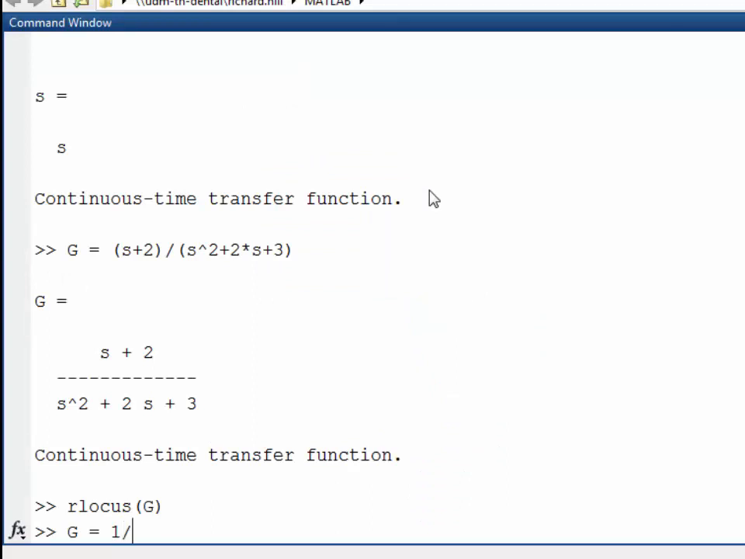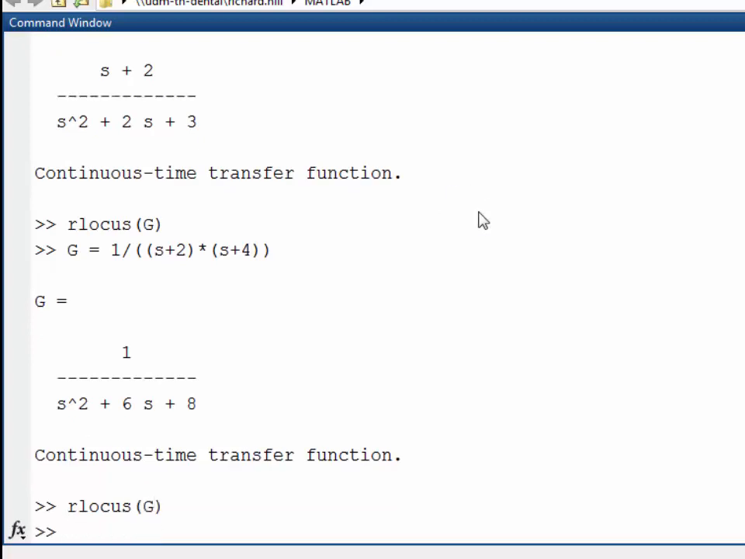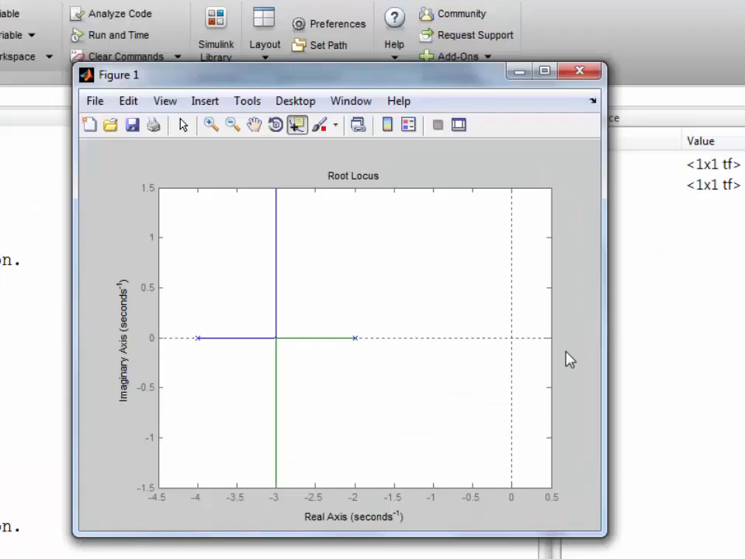Here we had a plant with 2 poles, a pole at -2 and a pole at -4. So that's our transfer function. We can again use the rlocus command. This is the same root locus we generated by hand.